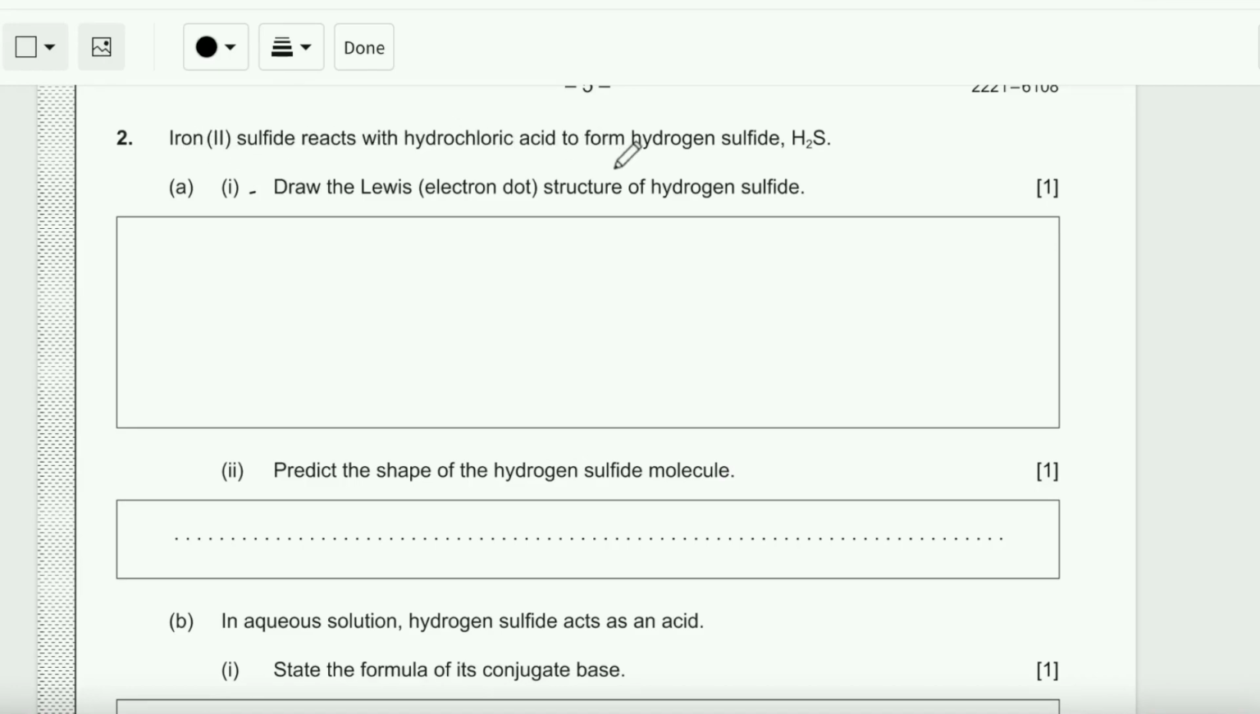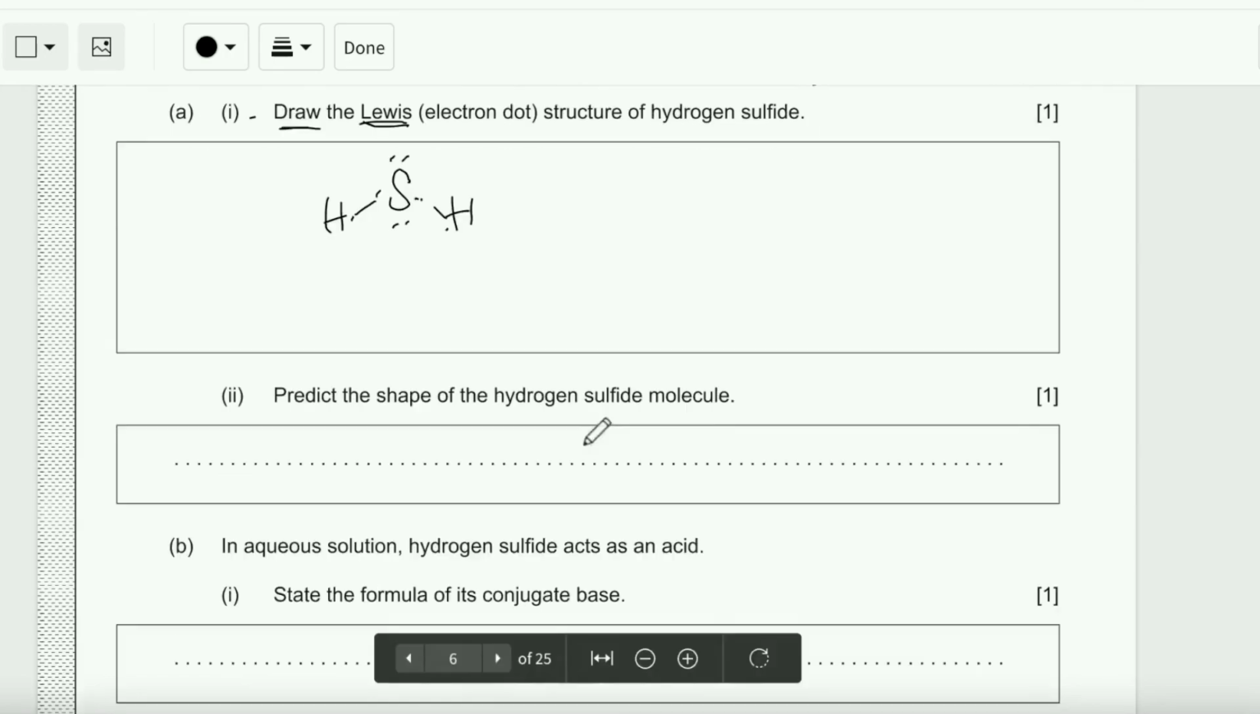Number 2. Iron(II) sulfide reacts with hydrochloric acid to form hydrogen sulfide, H2S. Draw the Lewis electron dot structure of hydrogen sulfide. S will be in the middle with H, as it has 6 valence electrons and H is 1.